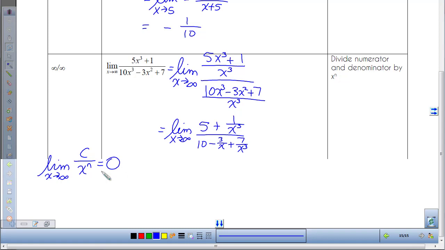Okay, if we got a constant over some positive power of x, as x gets larger and larger, this entire expression goes to 0. So I can continue to evaluate the limit here by looking at the limit of each term. I need to look at the limit of 5, of course, which is just going to be 5. The limit of 1 over x cubed is going to be 0 according to this theorem. Okay, so we got 5 plus 0 in my denominator. We get 10. All right, same thing here. We got a constant over x to a positive power, so that's going to be minus 0. Same thing here, plus 0. So we end up with 5 over 10, or 1/2. Okay.